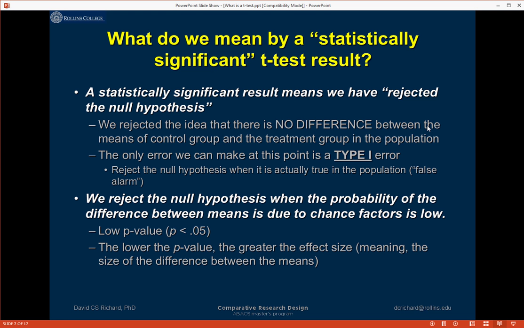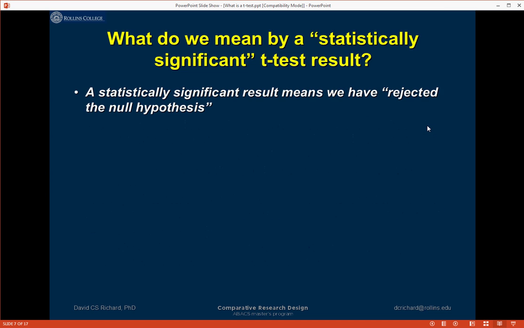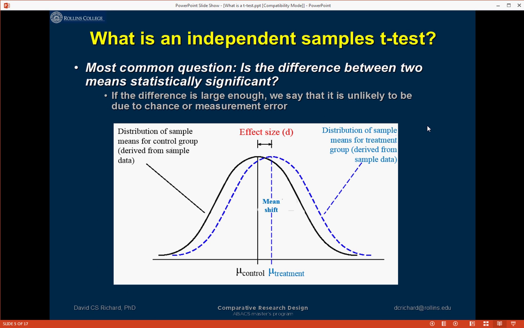Okay, so I'll skip back through my slides here. Now, if the mean of our treatment group gets really close to the mean of the control group, then we fail to reject the null hypothesis. And what that means is that the p-value is typically larger than 0.05. And the effect size is smaller because the mean of the control group and the mean of the intervention group are now pretty close to one another. At this point, the only decision-making error that we can make is what's called a type 2 error. And a type 2 error results in us failing to reject the null hypothesis when we should have.